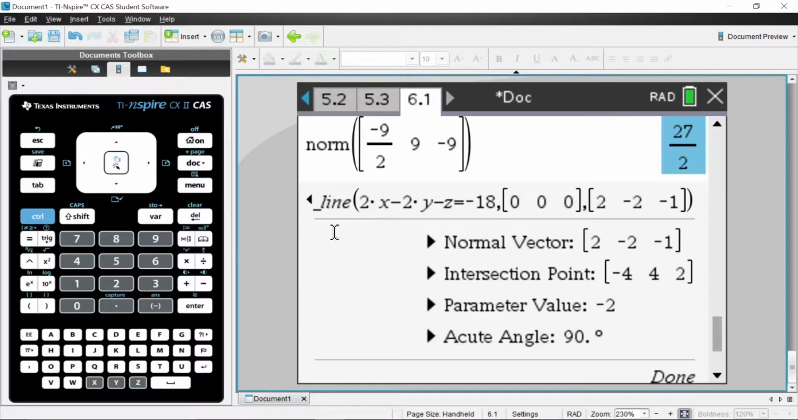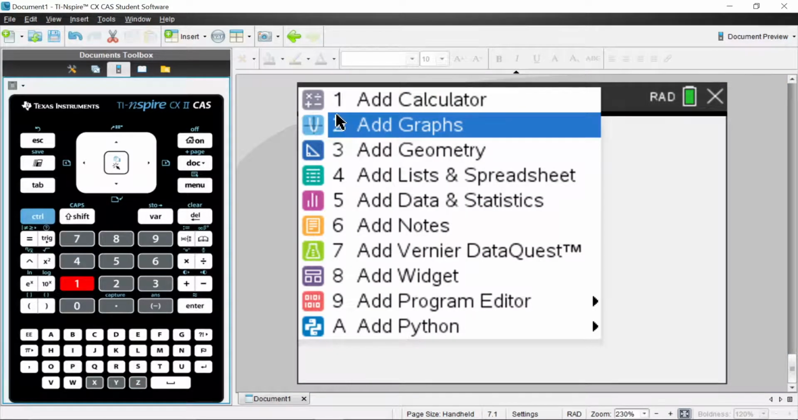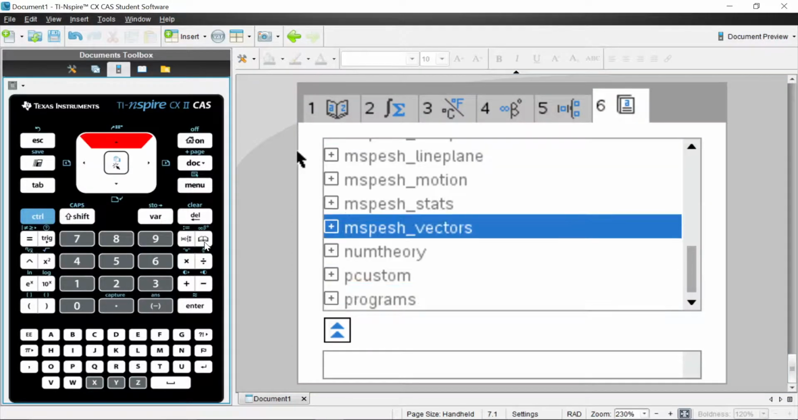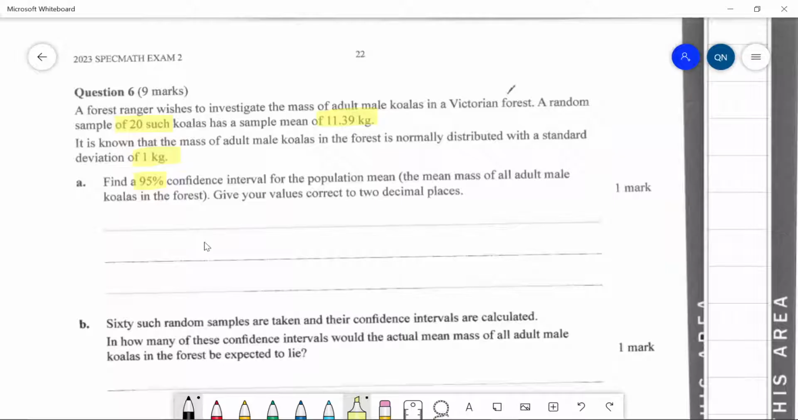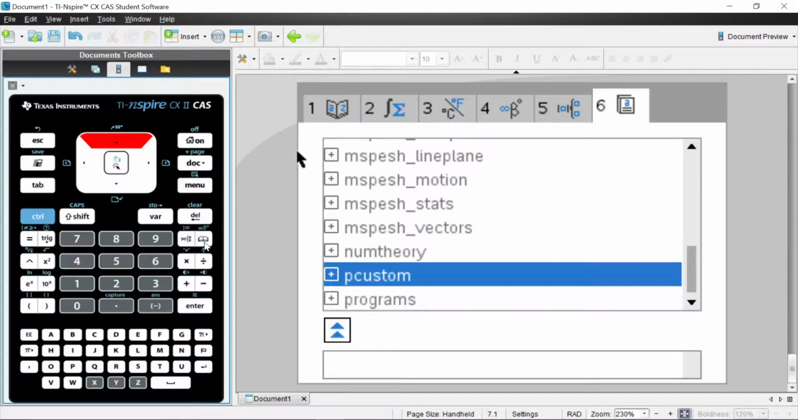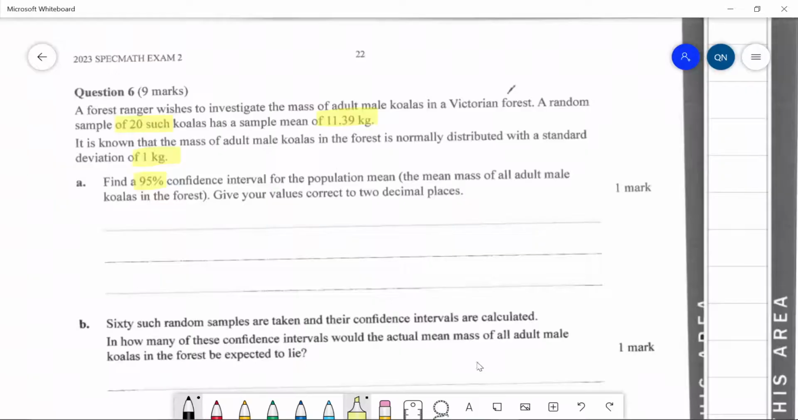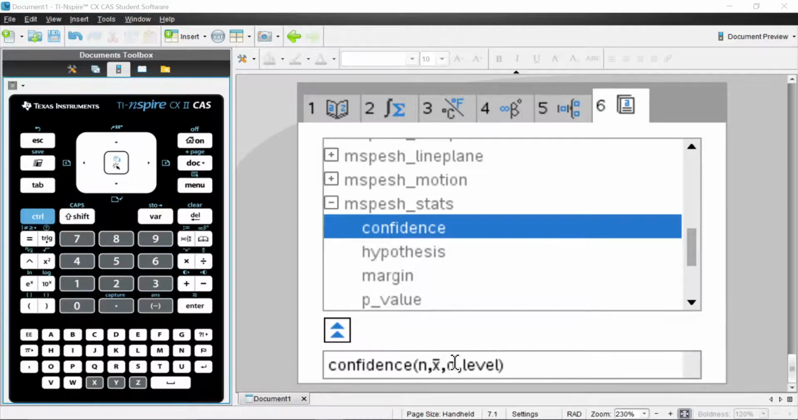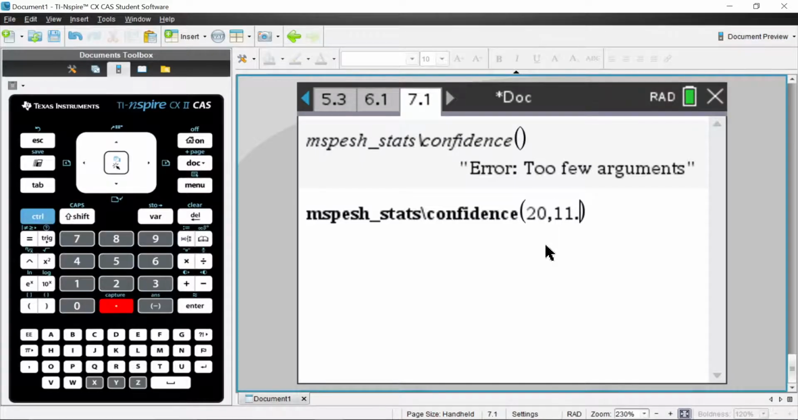Okay, so let's insert a new problem page on a new graphs page, and we'll go to the confidence program for stats. How does confidence work? I forgot. You put the n, x bar, sigma, level. So n is 20, x bar is 11.39, sigma is 1, and level is 95. So literally just putting these numbers in the order that they appear, which is pretty cool. So 20, then 11.39, then 1, then 95.